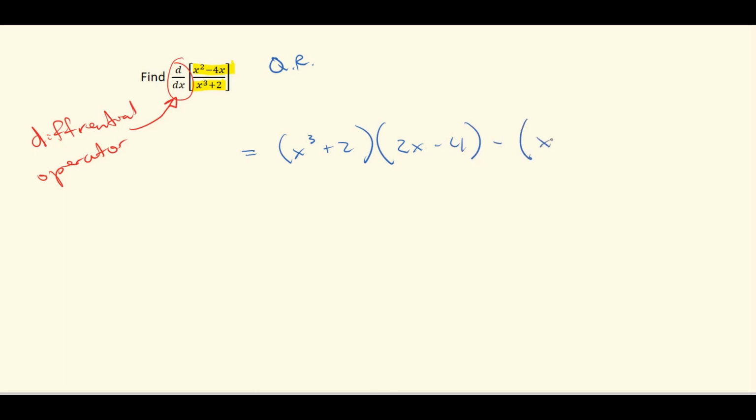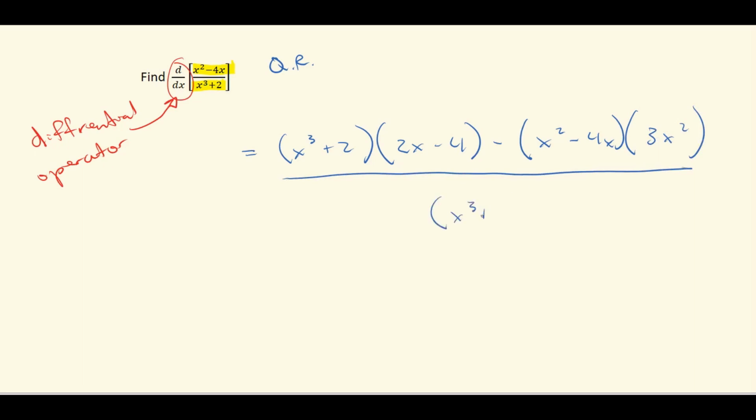minus high, x squared minus 4x, d low, the derivative of x cubed plus 2 is 3x squared, over bottom squared, and off we go. So now we simplify.